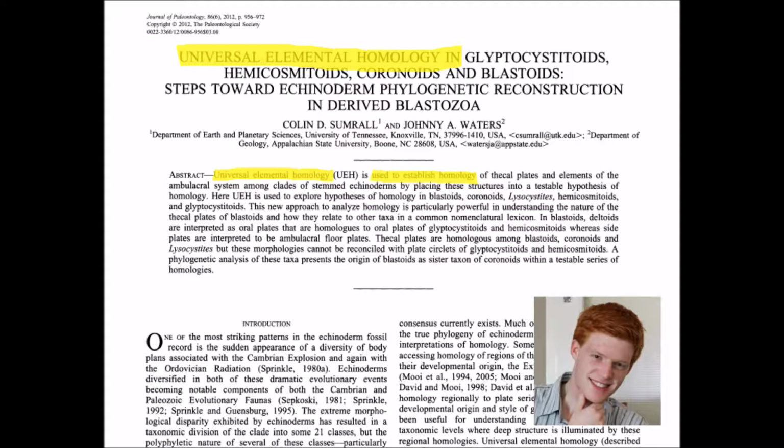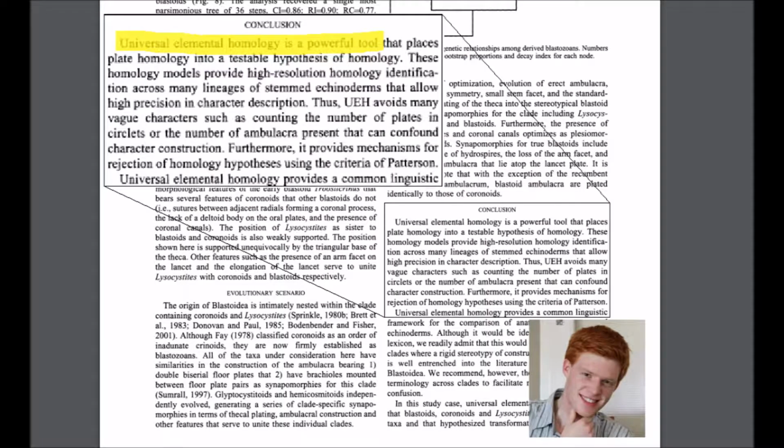Abstract: Universal elemental homology used to establish homology of body parts of fossil creatures. Conclusion: Universal elemental homology is a powerful tool. Look at the discussion section too. It all starts to make sense now. This article is advocating a new system for working out how fossils are related based on their appearance.